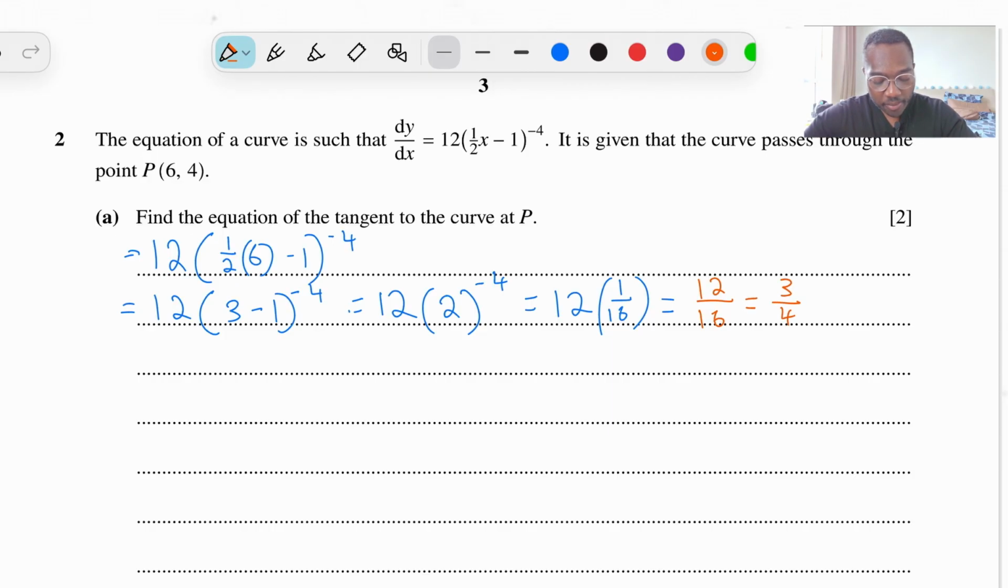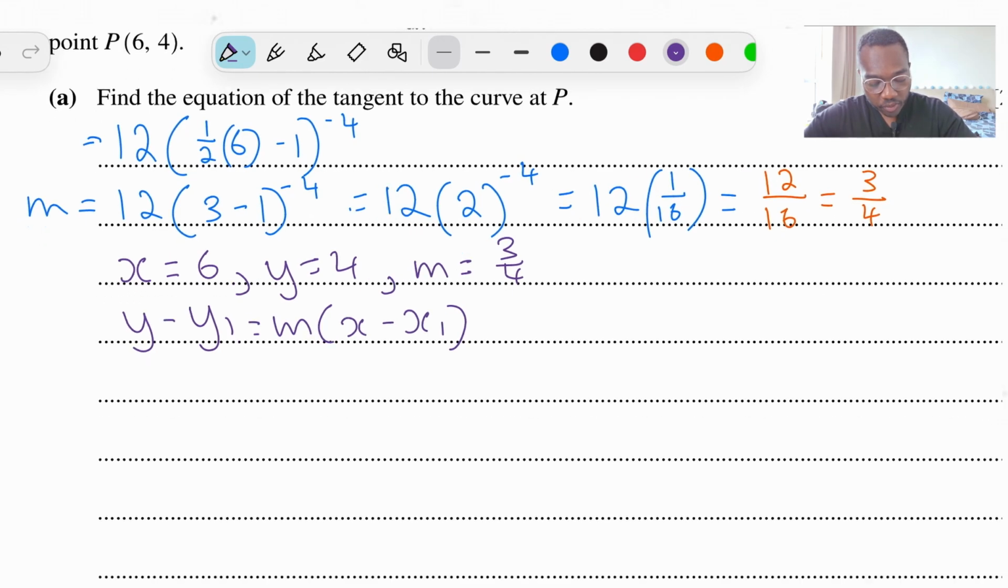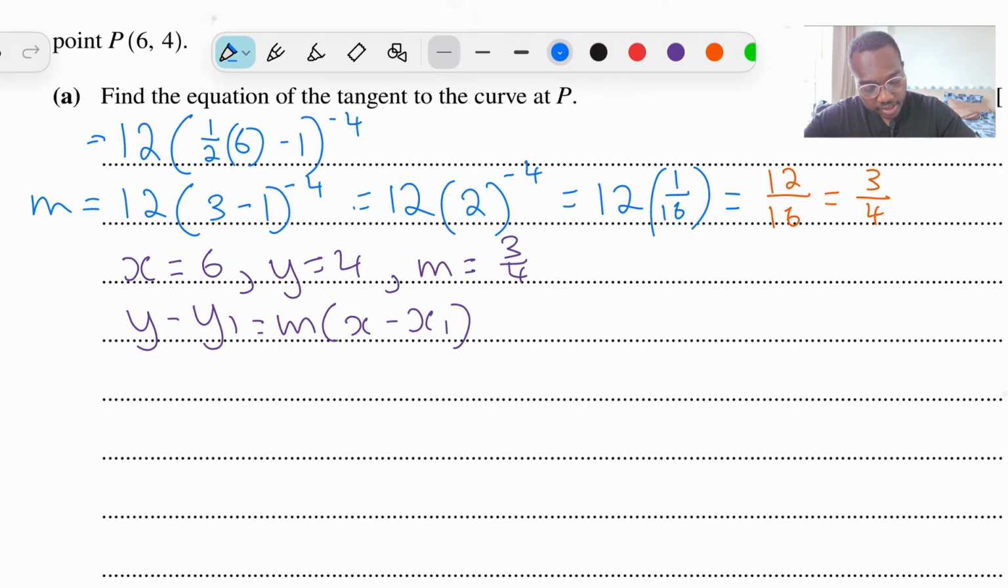So now we know our m value, okay? That is 3 over 4. We know our x value is 6. We have our y value as 4. And now we know our m value is 3 over 4. We can put that into the equation of a straight line, which is y take away y1 is equal to m times x take away x1, okay? And then if we do that, we get y minus 4, and that is equal to m, which is 3 over 4.